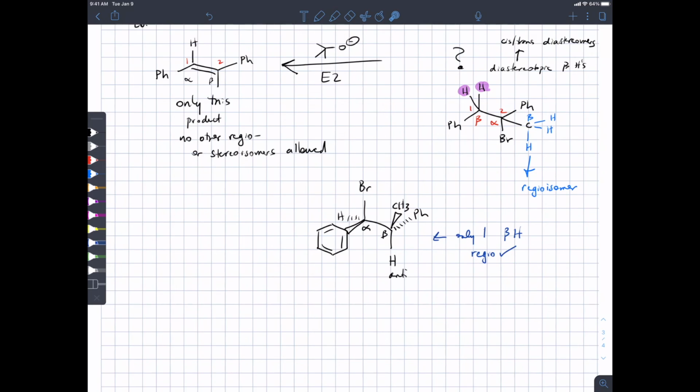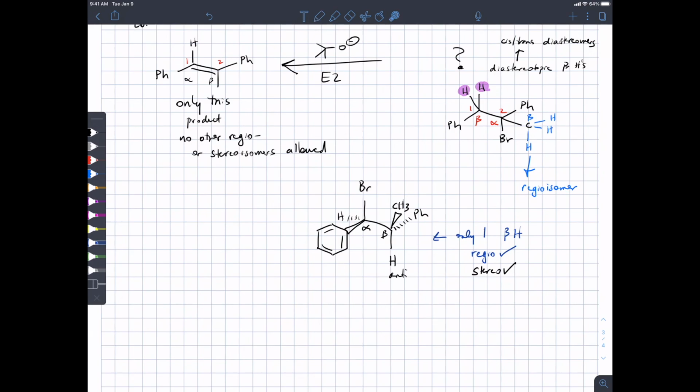Does the reason the regioisomer doesn't happen is because that carbon is now a gamma carbon, not a beta carbon? That's right. The other methyl group is now too far removed. It's a gamma carbon. It can't be anti to the leaving group. Those protons can't be adjacent to the leaving group. So yeah, now we've got the stereochemical issues taken care of.